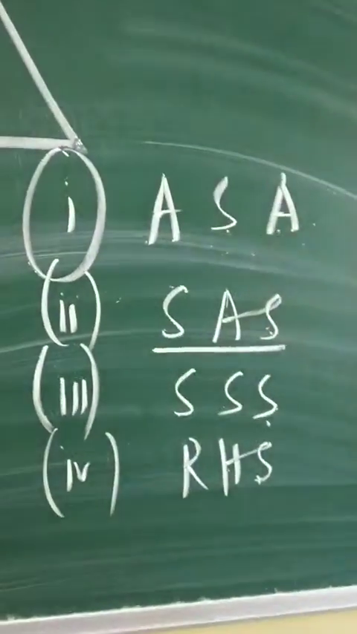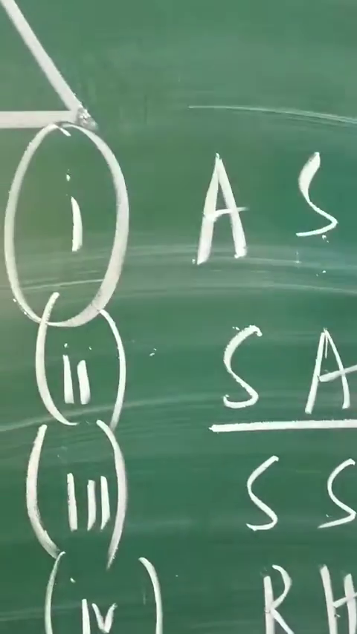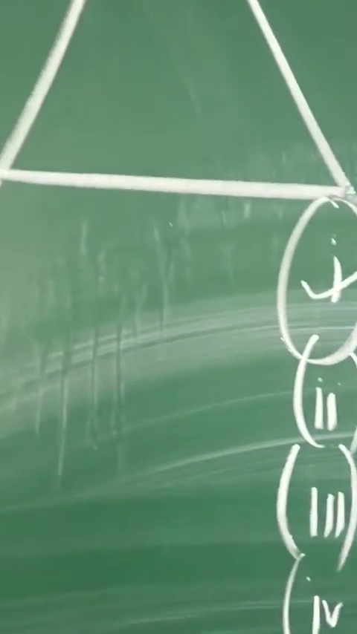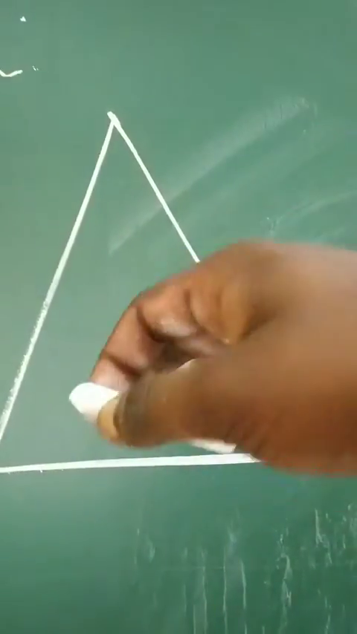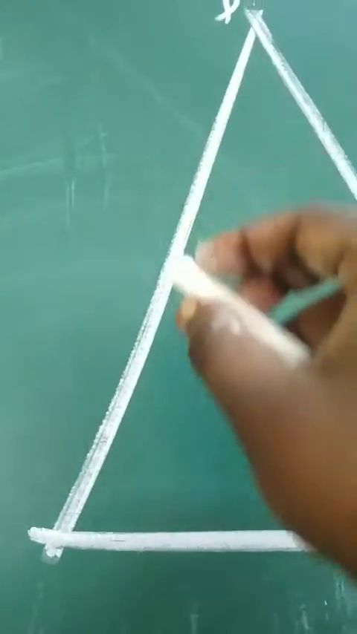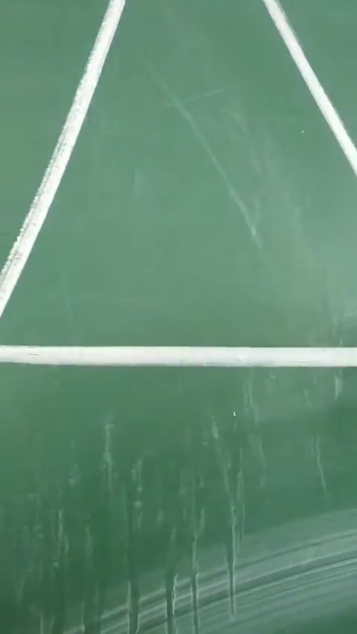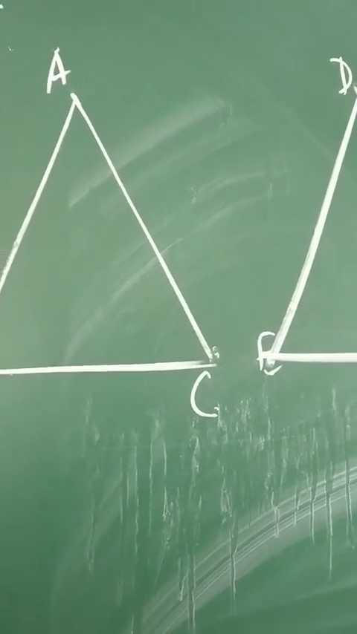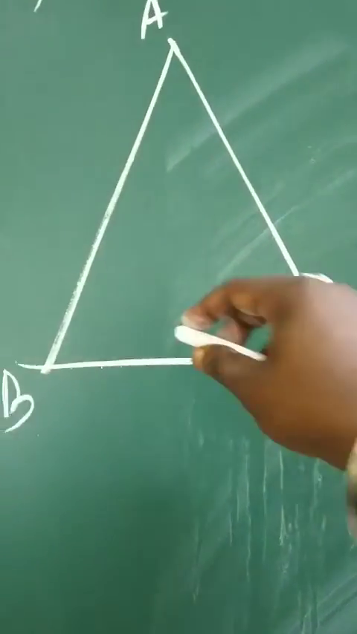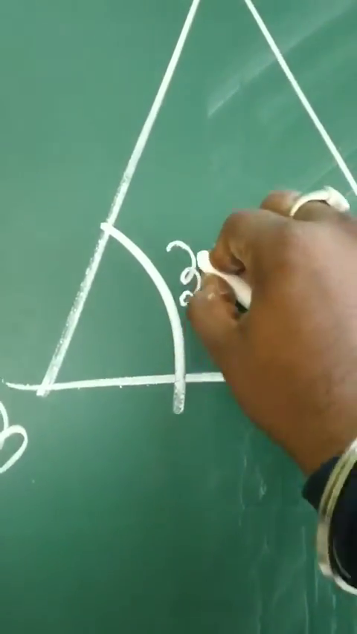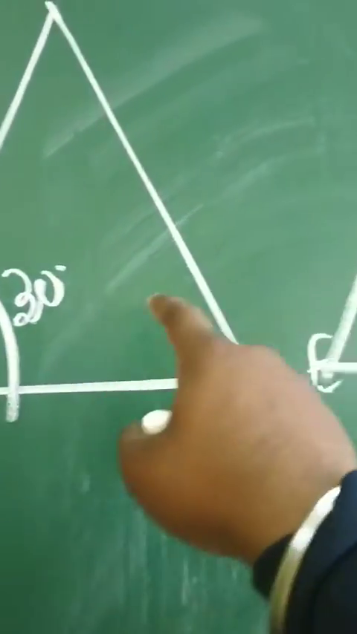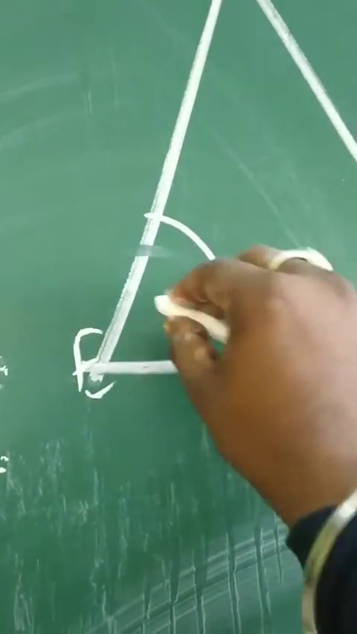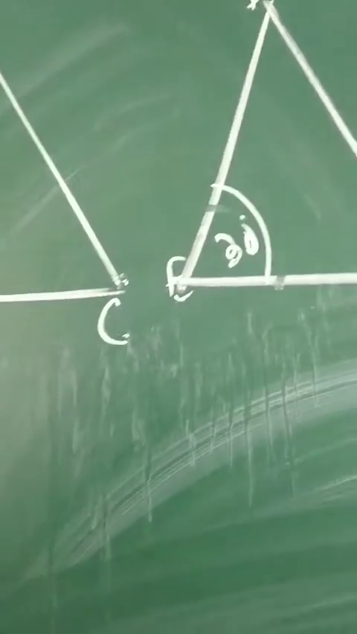So children, we will discuss all these criteria one after another. The very first one we will discuss is angle, side and angle. Let us first give names to the triangles. Suppose the name of this triangle is ABC and the name of this triangle is DEF. When a pair of corresponding angles are equal for these two triangles, suppose the measure of angle B is 30 degrees, and the corresponding angle of B for this triangle is angle E, which is also 30 degrees. They are equal in measure.